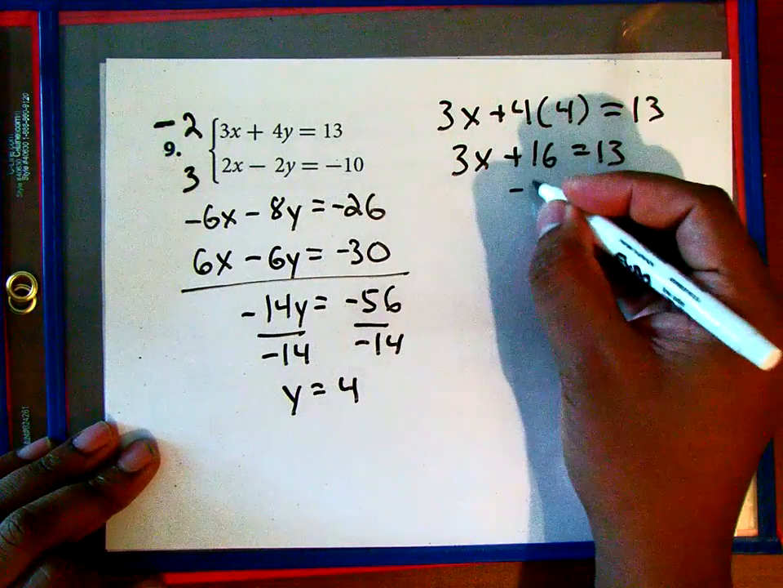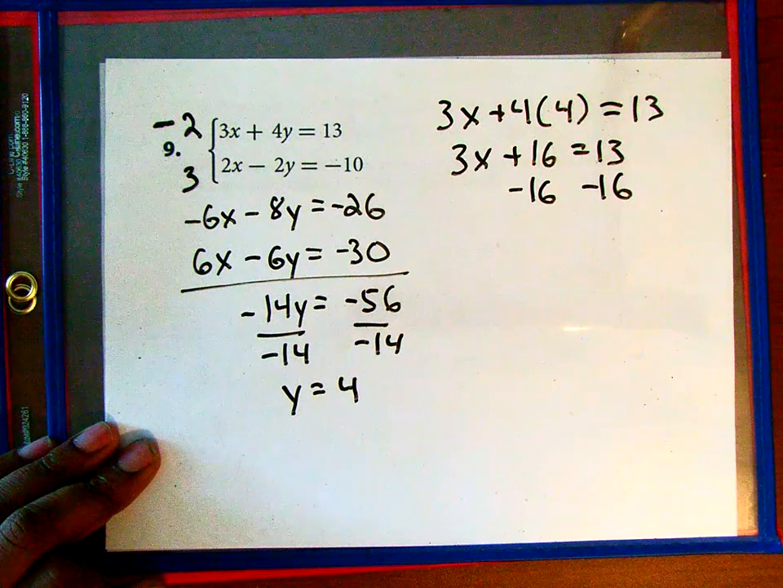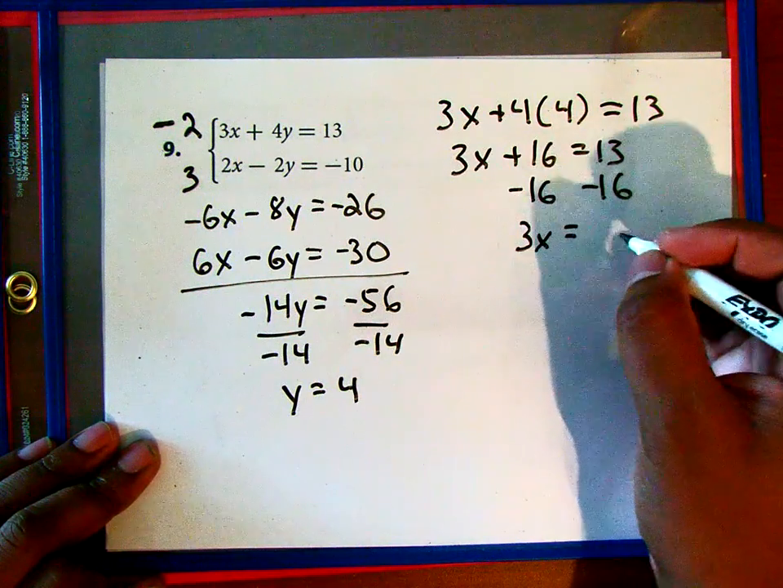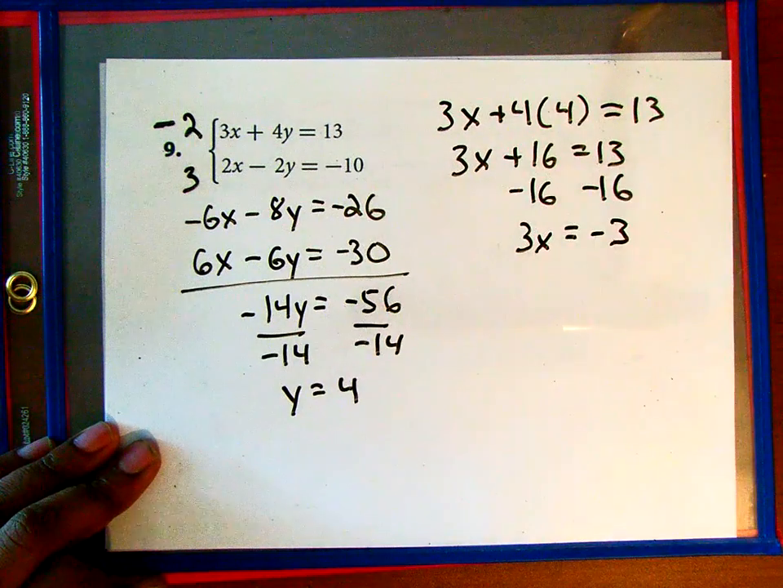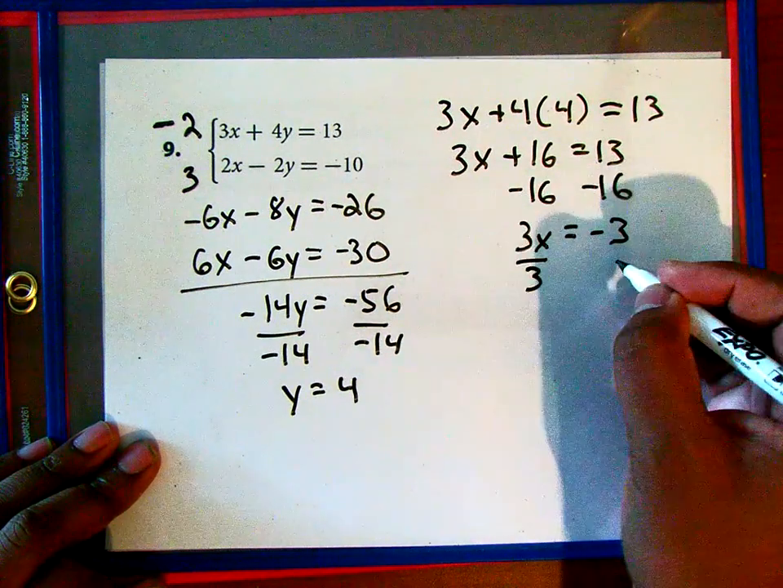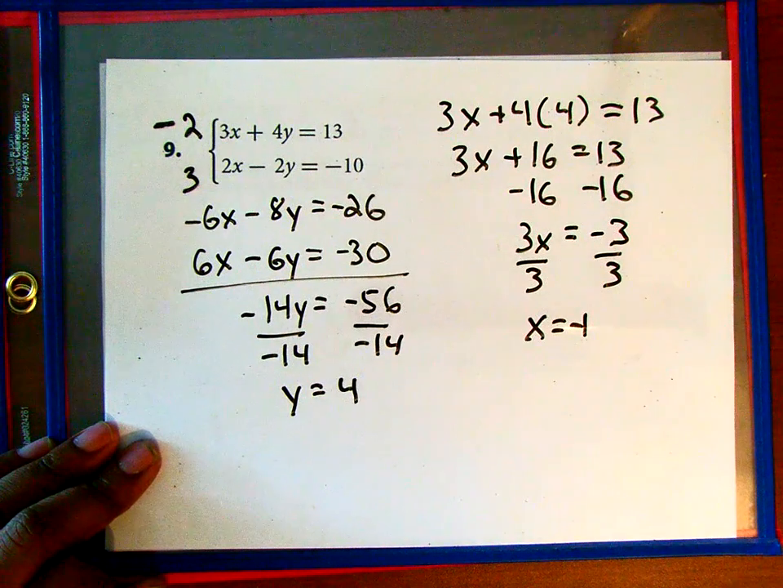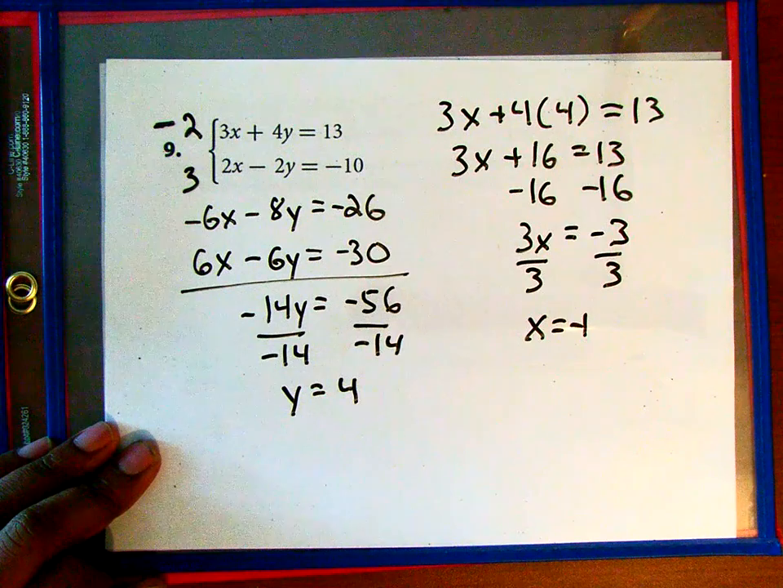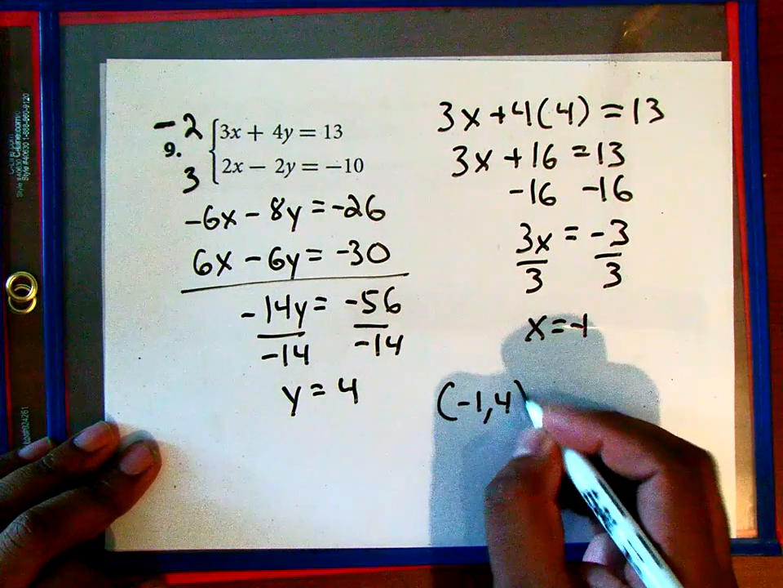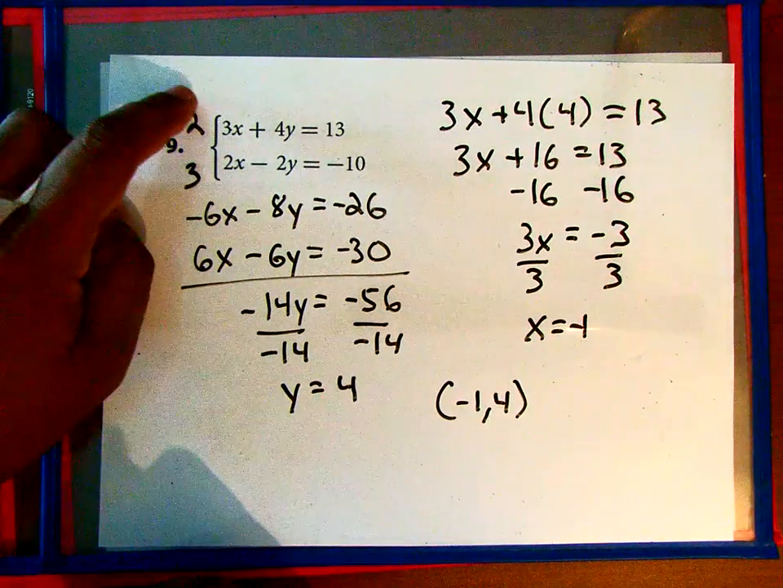And then I'm going to subtract 16 on both sides. And that'll leave me with 3x is equal to negative 3. Divided by 3, and x is equal to -1. So our solution to this equation is -1, 4.